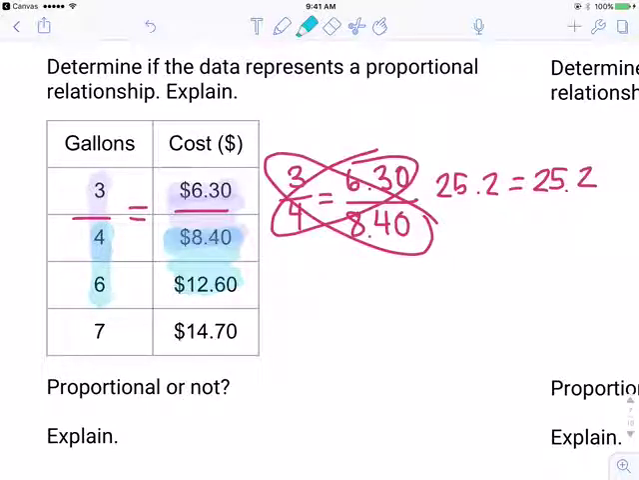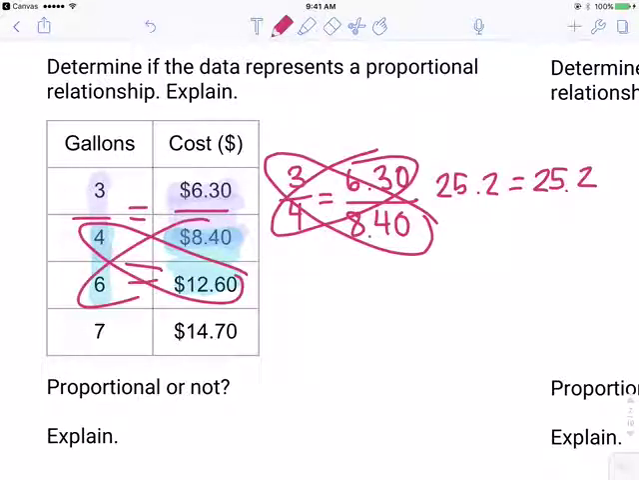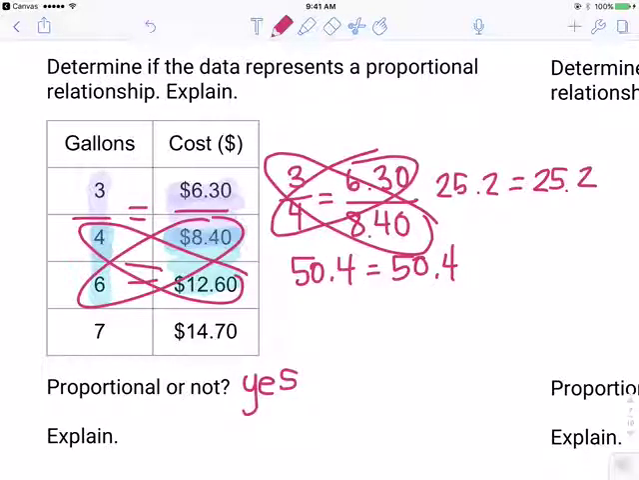So I'm doing 4/6 equals $8.40 over $12.60. When I do that, and I'm not going to rewrite these, I do 6 times 840. Write that down, 50.4, and 4 times 1260, 50.4. So yes, it is proportional, and I can use that as my explanation.